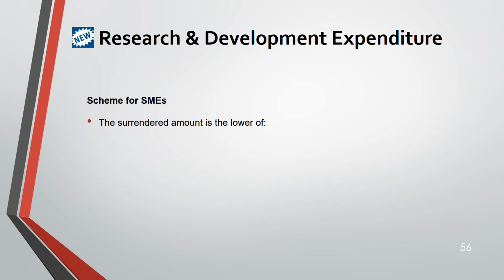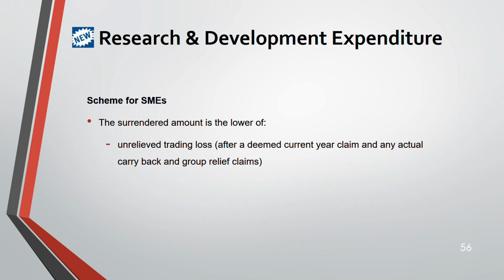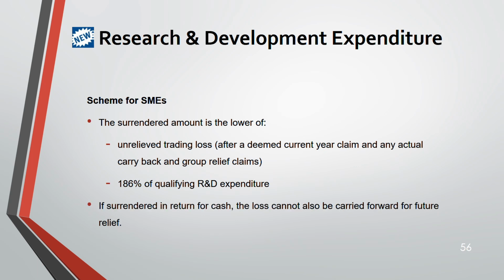Now, the surrendered amount is the lower of unrelieved trading loss after a deemed current year claim and any actual carryback and group relief claims, and 186%. Because they said additional 86, so you add it to 100. So 186% of qualifying R&D expenditure and unrelieved trading losses, whichever is lower, will be the surrendered amount. If surrendered in return for cash, loss cannot be carried forward for future relief. This you have to remember.